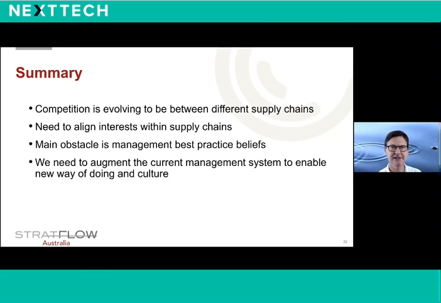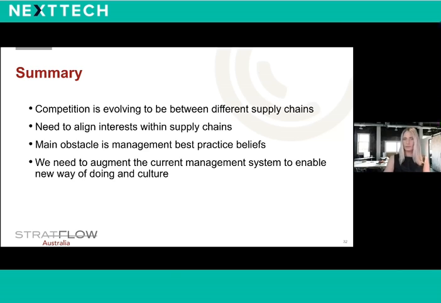And then finally, in summary, I'd just like to say again, the competition looks like it's more and more evolving to be between different supply chains, and we need to align the interest within the supply chains for success. And we believe that the main obstacle is management best practice and the beliefs. Unfortunately, there are methods of intervening that solve that.